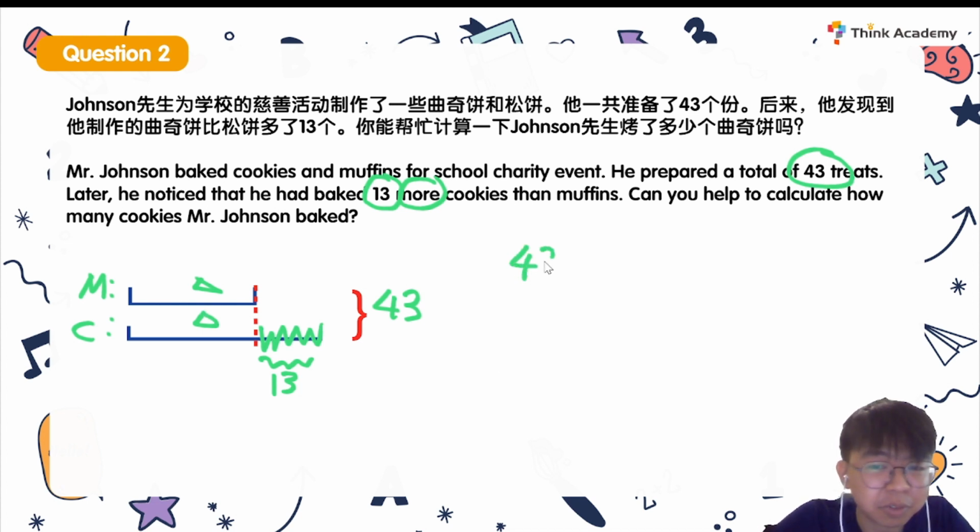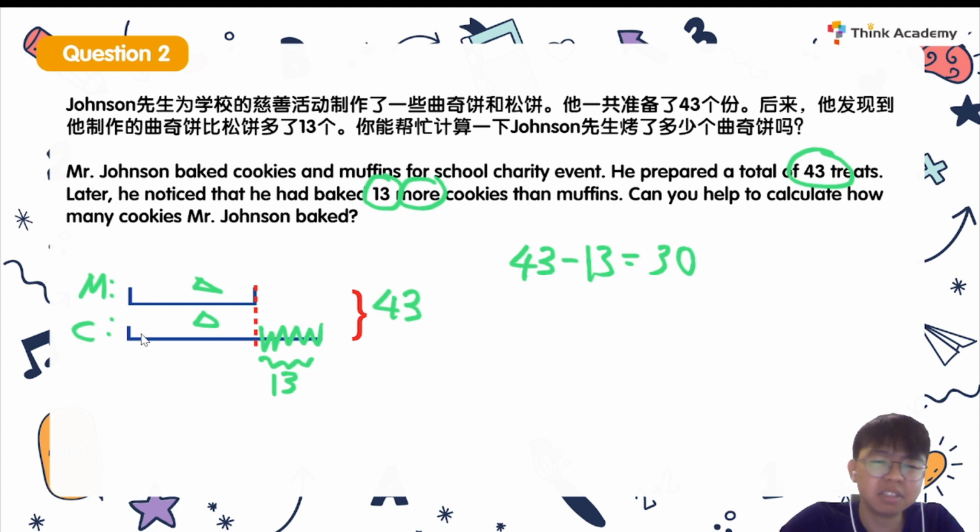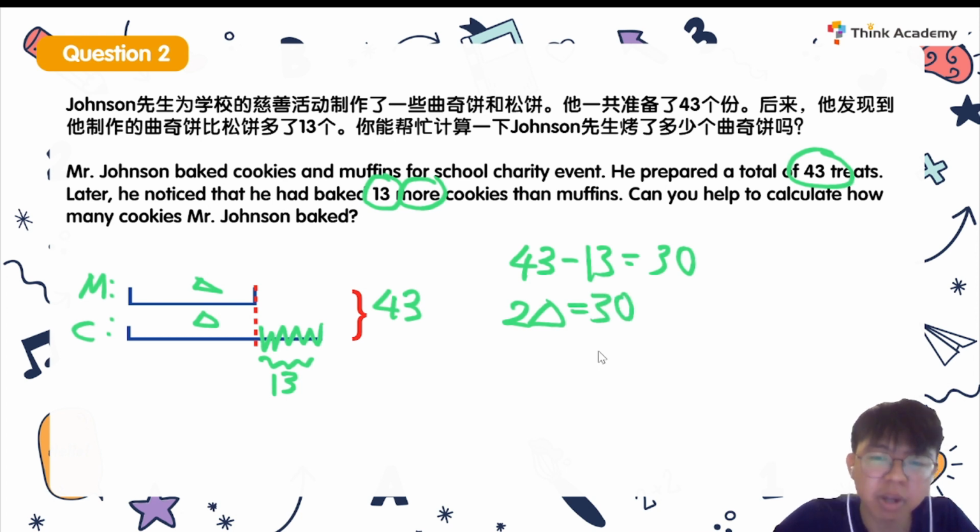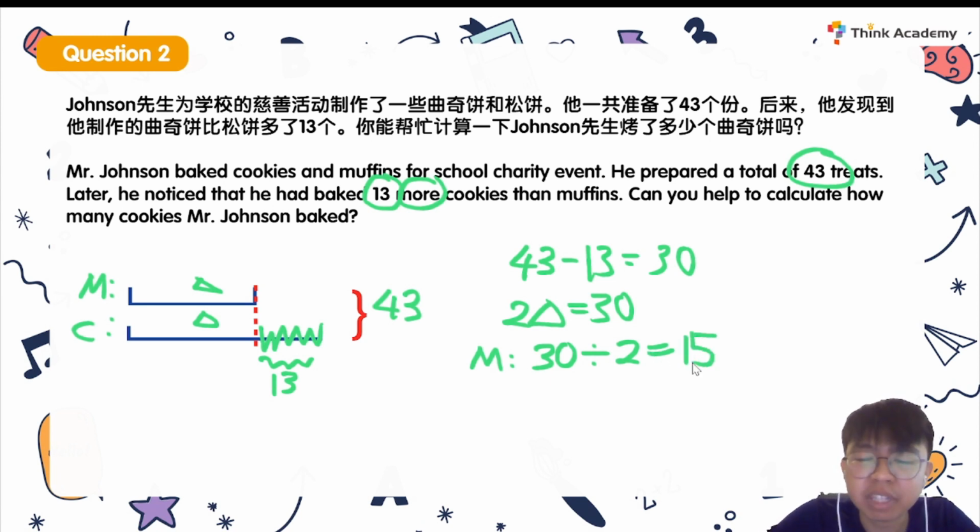We can use 43 minus 13, right? And then we'll get 30. What does the 30 mean here? Is it the number of cookies? No, it's actually the total number of both muffins and cookies here, which means these two triangles here will be 30. And what can we do now to find out the muffin here? We can just use 30 divided by 2 and we'll get 15. So there's actually 15 muffins here.